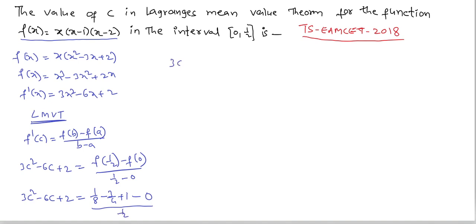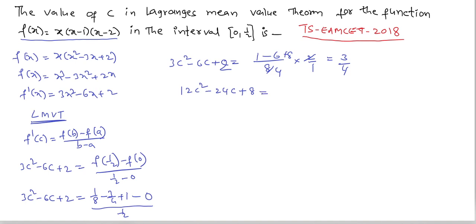So 3c square minus 6c plus 2 is equal to, taking LCM, numerator 8 LCM, that is 1 minus 6 plus 8 into 1 by 2, that is 2 by 1, that is 9 minus 6, that is equal to 3 by 4. So cross multiply, that is 12c square minus 24c plus 8 is equal to 3, so 12c square minus 24c plus 5 is equal to 0.